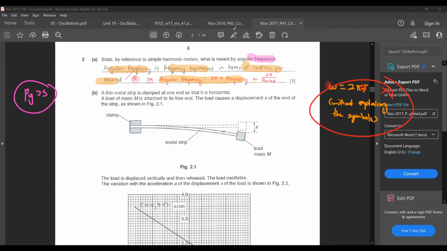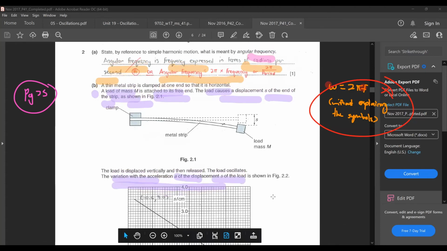Okay, then for B, a thin metal strip is clamped at one end so that it's horizontal. A load of mass m is attached to its free end. The load causes a displacement s of the end of the strip as shown in figure 2.1. The load is displaced vertically and then released. The load oscillates. The variation with acceleration a of the displacement s of the load is shown in this figure here.